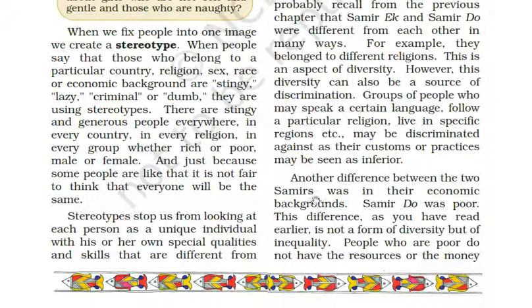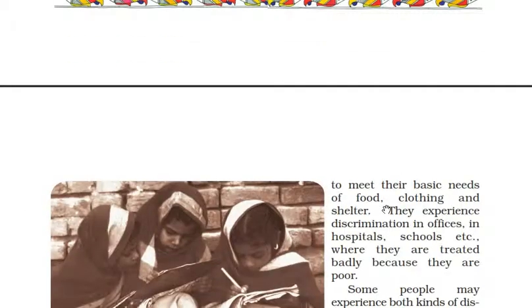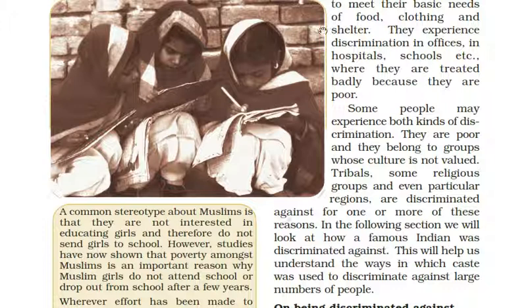Another difference between the two Samirs was in their economic background. Samir Do was poor, and this difference, as you have read earlier, is not a form of diversity but of inequality. People who are poor do not have the resources or money to meet their basic needs of food, clothing, and shelter, and they experience discrimination in offices, in hospitals, schools, etc., where they are treated badly because they are poor.